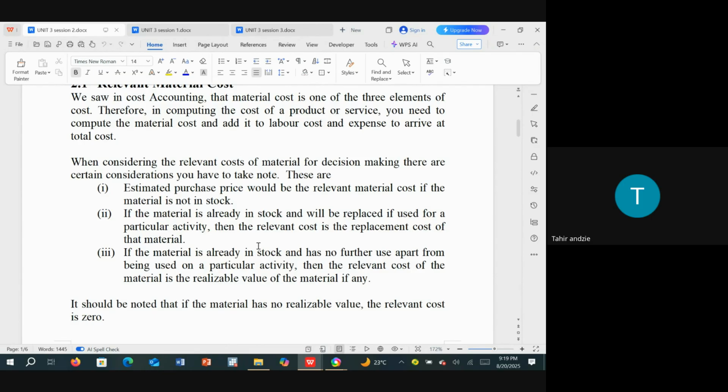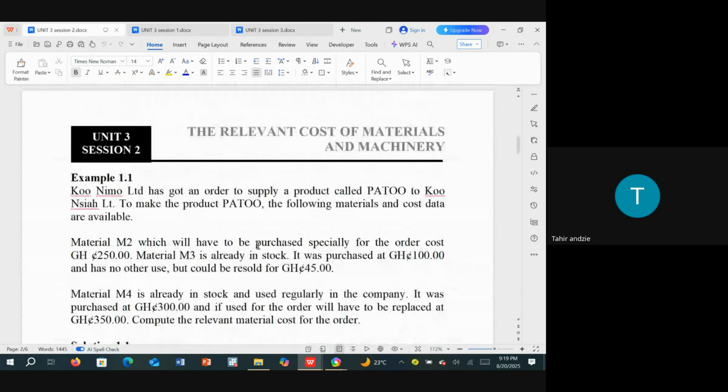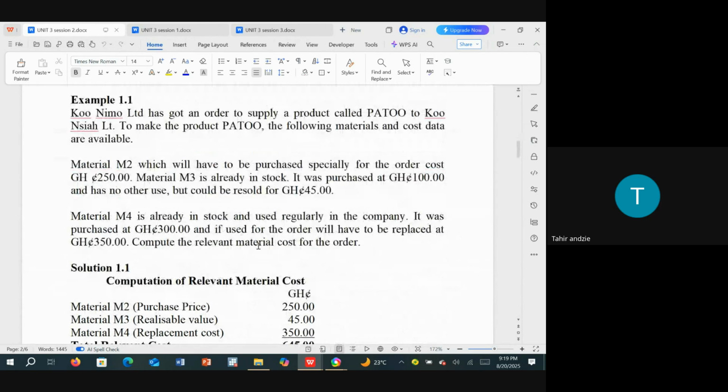That is it. So let us look at a small question here. Kojomo Konimo Limited has got an order to supply a product called Pato to Co Insia Limited. To make the product Pato, the following materials and cost data are available.